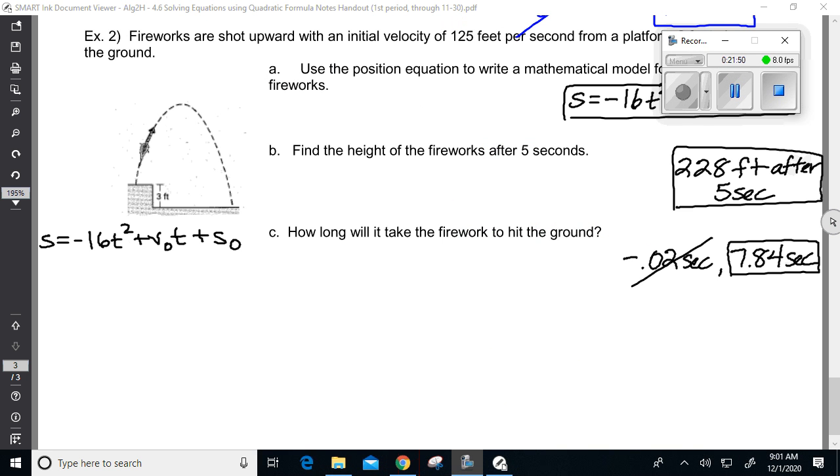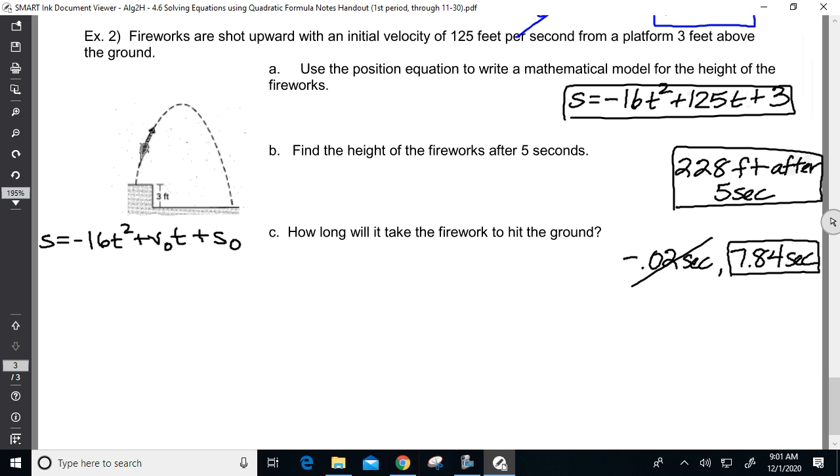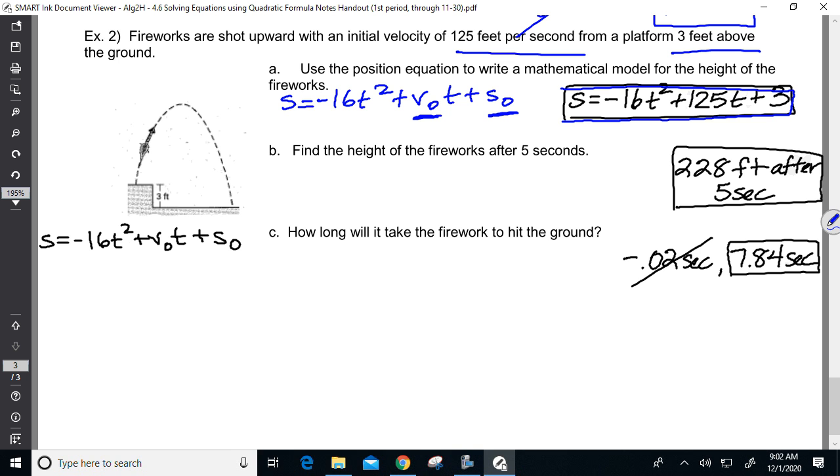Alright, so for example 2, fireworks are shot upward with an initial velocity of 125 feet per second from a platform 3 feet above the ground. So the first step in all this is to fill in the position equation. In this case, you're literally filling in the initial velocity, 125, and the initial height, which is 3, which leads you to that equation. So again, part A, you're just setting up the equation.